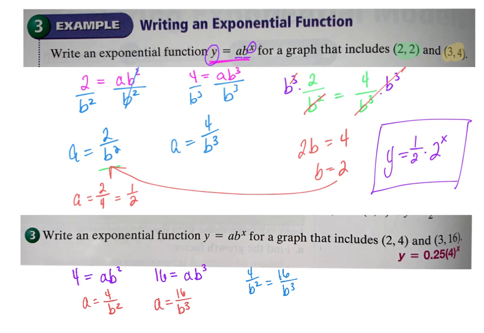If I multiply both of these by B cubed, I am going to get that 4B equals 16, so B equals 4. And if I plug 4 back in, I will get A equals 4 over 4 squared, or 4 over 16, which is 1/4. So when I rewrite the whole thing, I will get Y equals A, which is 1/4, times B to the X.